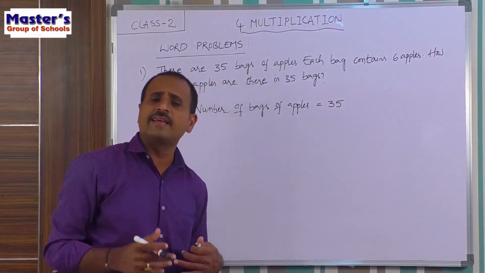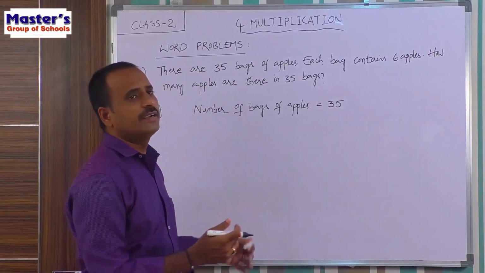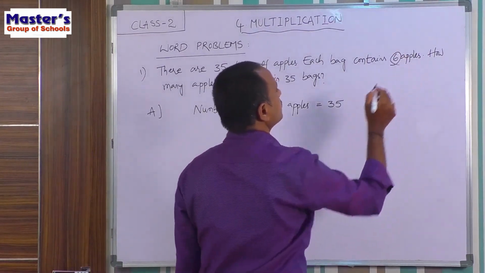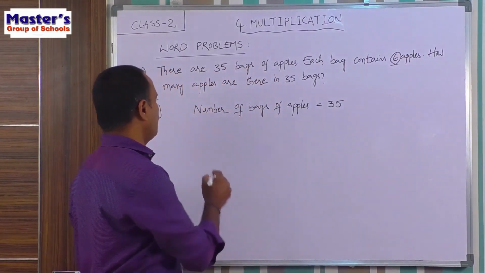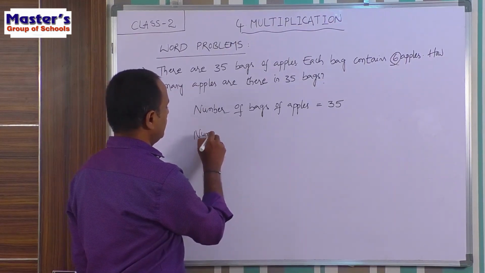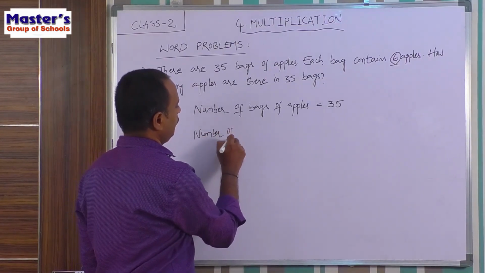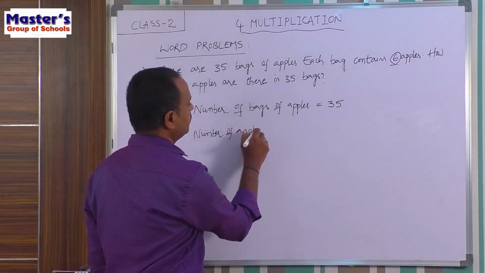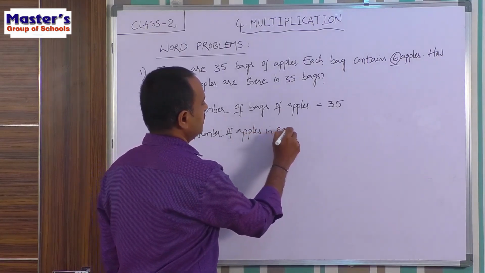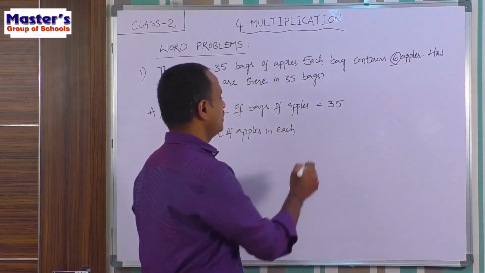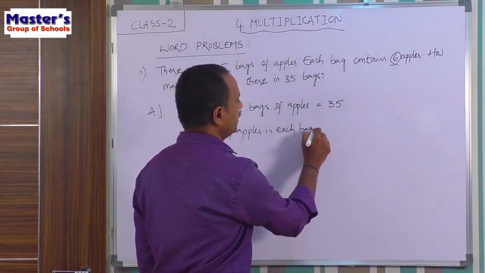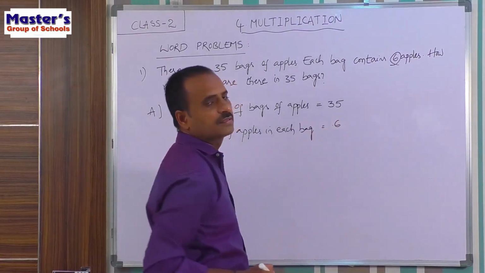Now, each bag contains how many apples? So each bag contains 6 apples. So the number of apples in each bag is equal to 6. Children, how many apples are there in each bag? So in each bag there are 6 apples.